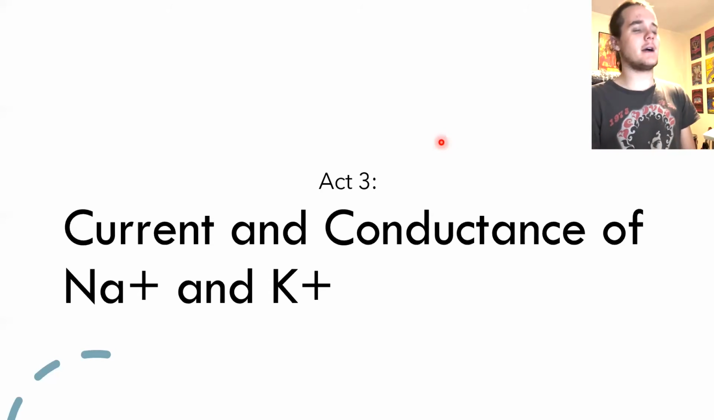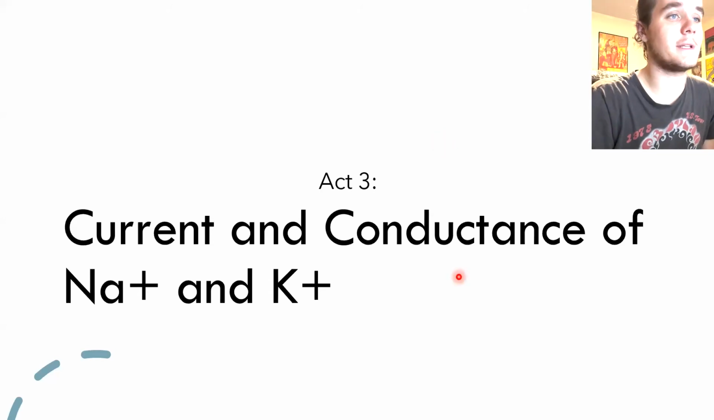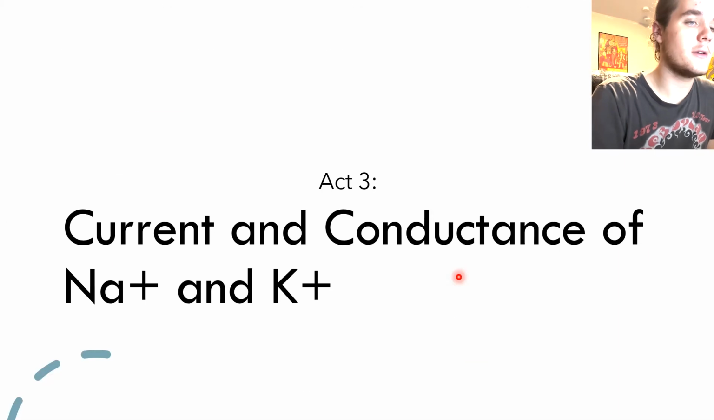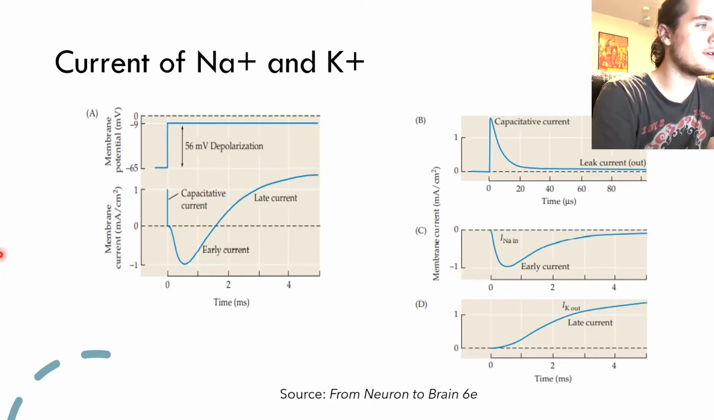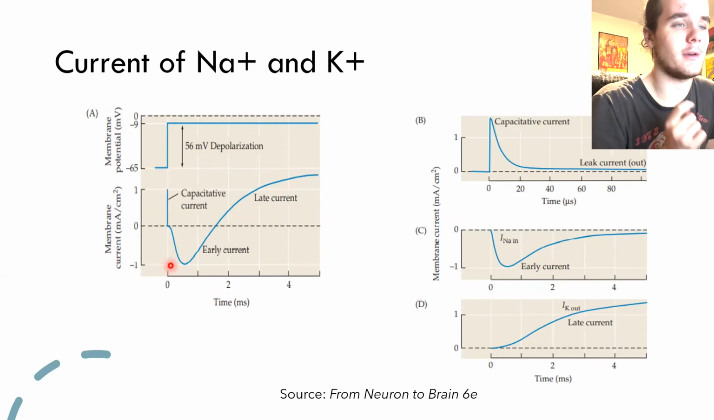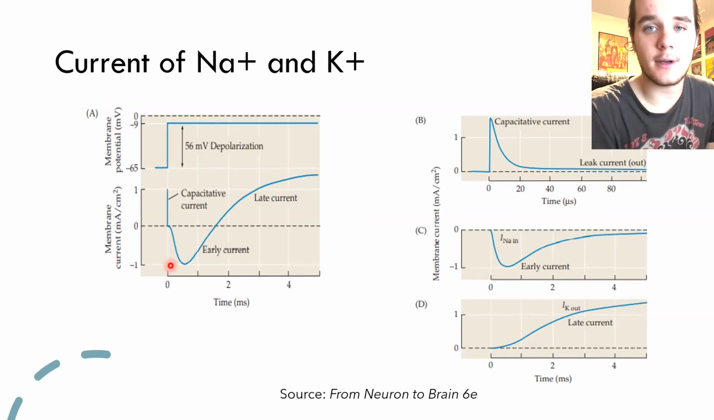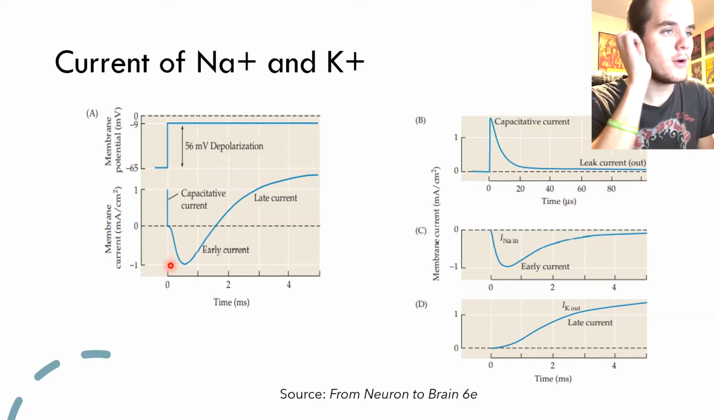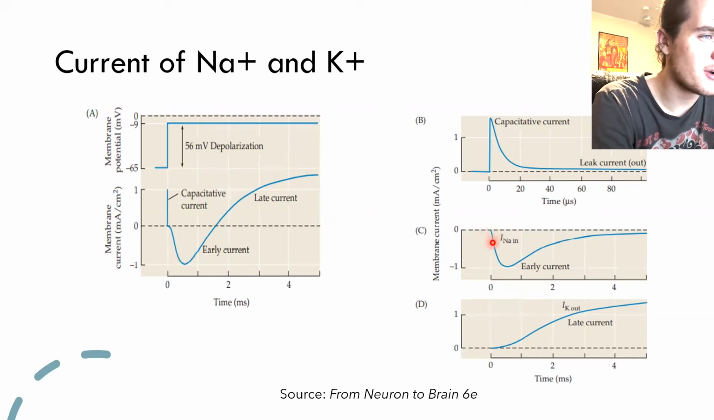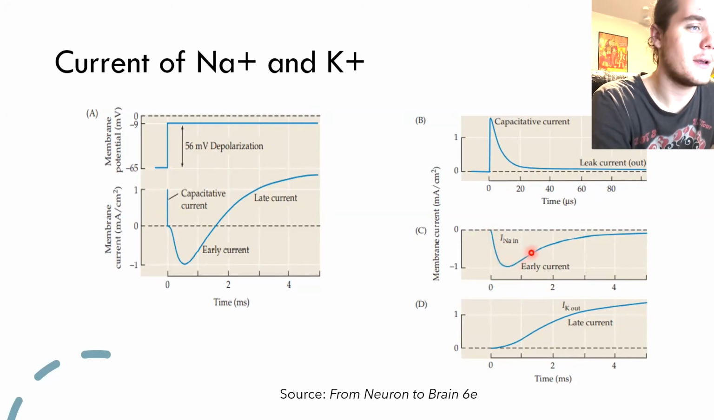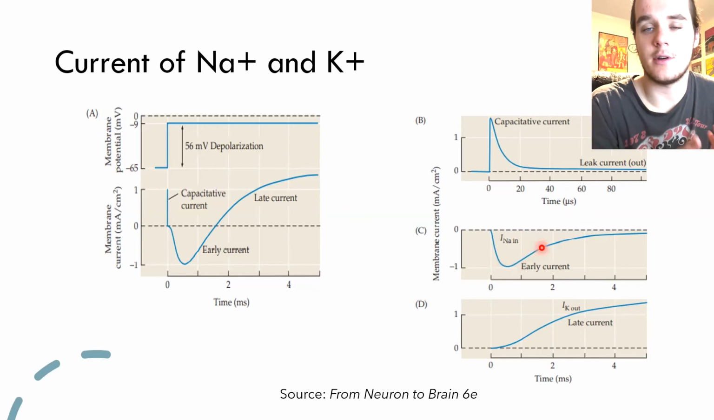Okay, so now I'm going to talk about the current and conductance of sodium and potassium during the action potential. Let's start off by talking about current. Let's first look at figure A here, and the most important thing we want to look at is the early current and the late current. What are those? Let's take a look at figure C first and look at the early current. We can see that there's an immediate increase in current, followed by a change in direction about 1 millisecond in, and then it slowly starts to approach zero again.